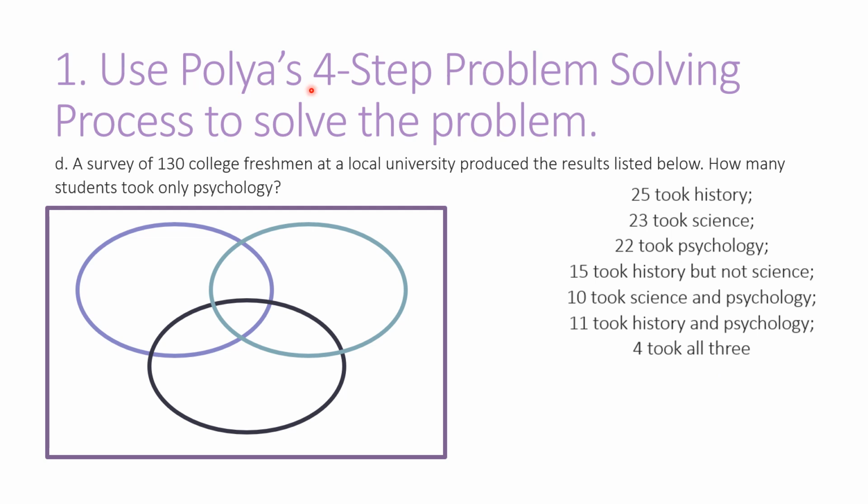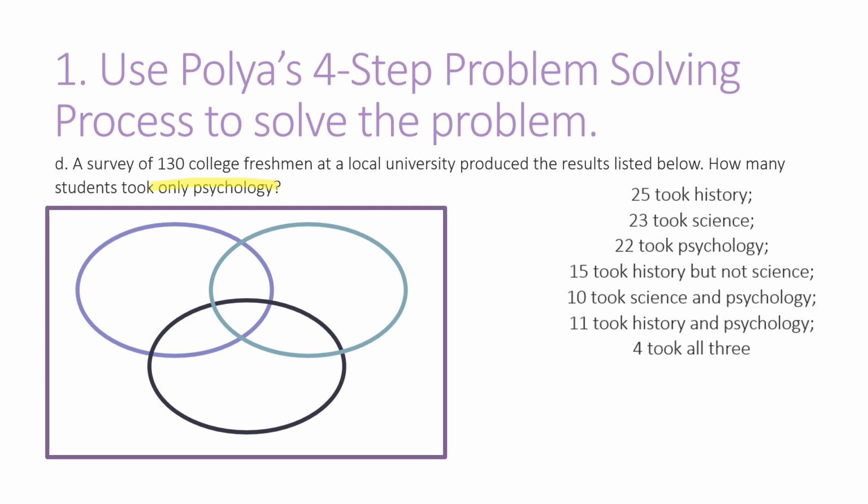All right, so you can take one class, you could take 2 of the classes, or you could take all of the classes. Now, I want to point out to you here that the question is asking how many students took only psychology. They're not asking you to fill in everything. They don't want to know everything. They only want to know how many students were taking only psychology.